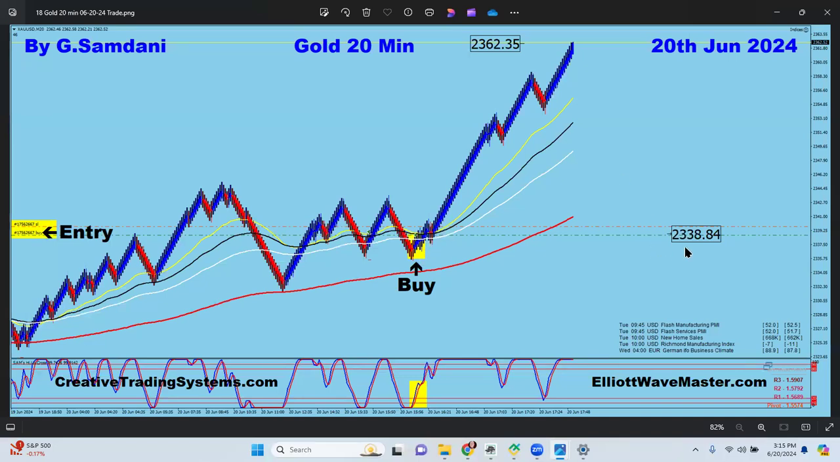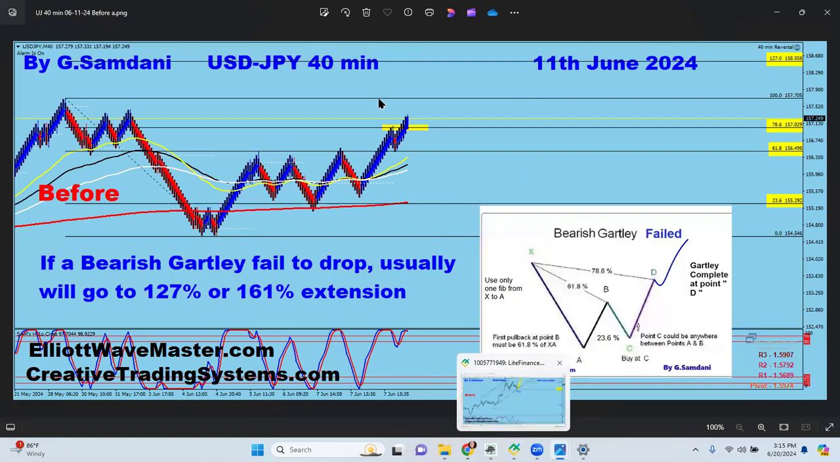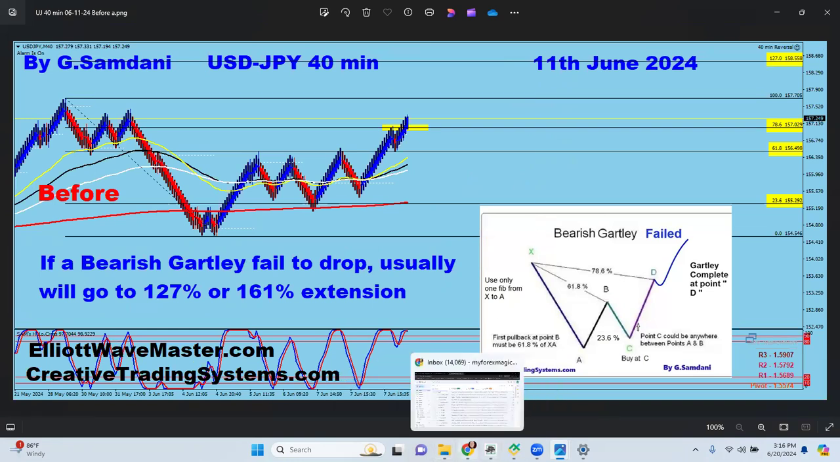So it went all the way from 23.38 to 23.62. And I had several trades today, like USD yen. Of course, USD yen. This one today, like I said, this chart went up and hit my target, right? All the way there. And that is, let me show you the trade for that.